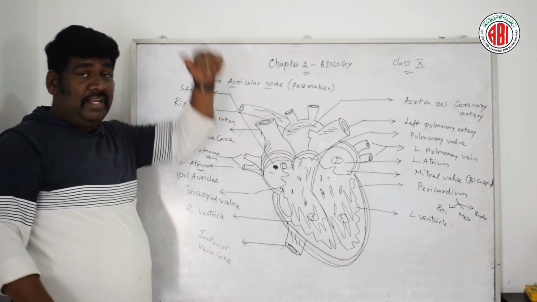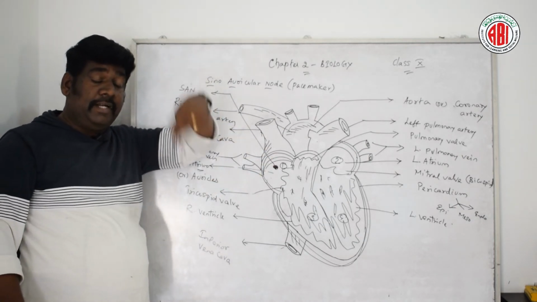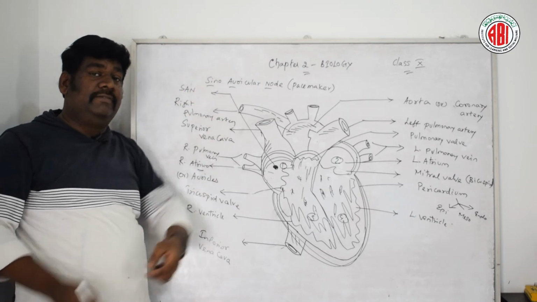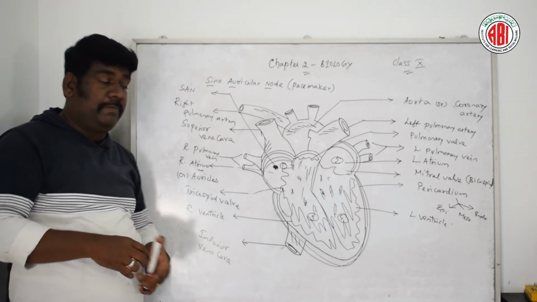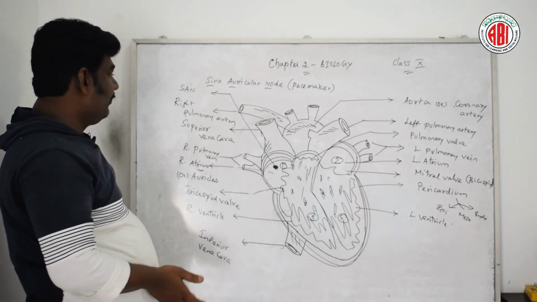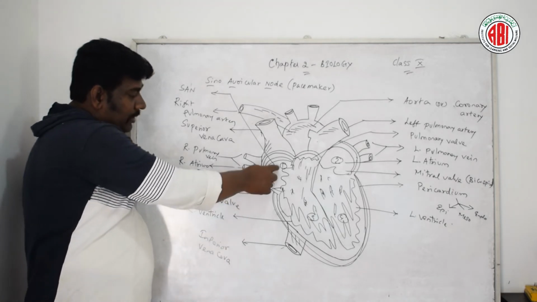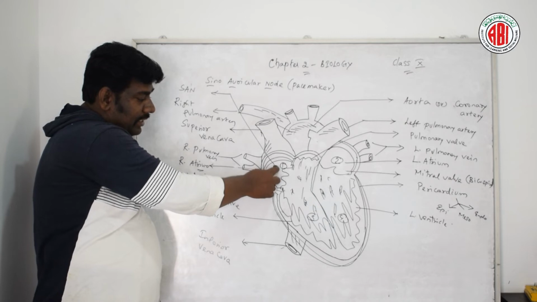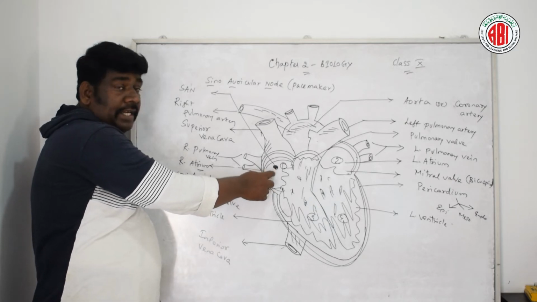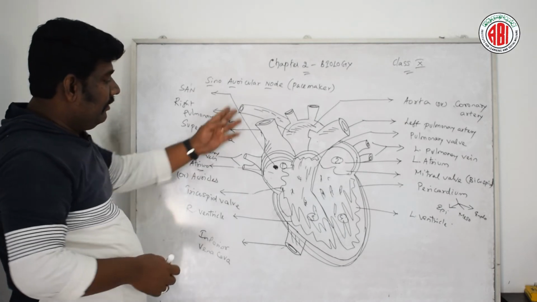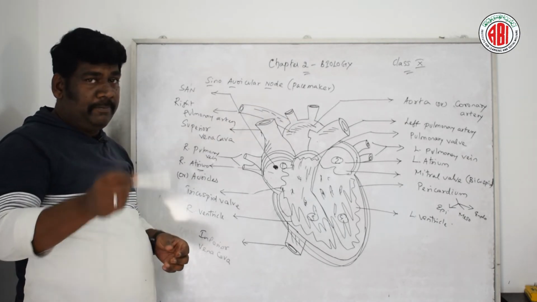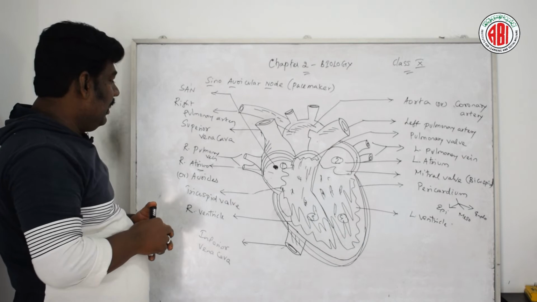The superior vena cava collects blood from the upper part of the human body, and the inferior vena cava collects blood from the lower part of the human body, right? And the most important part, which is mentioned at the center in the right atrium, is called the Sinuatrial Node, or SAN, which is also called the pacemaker. It's the location for the pacemaker.